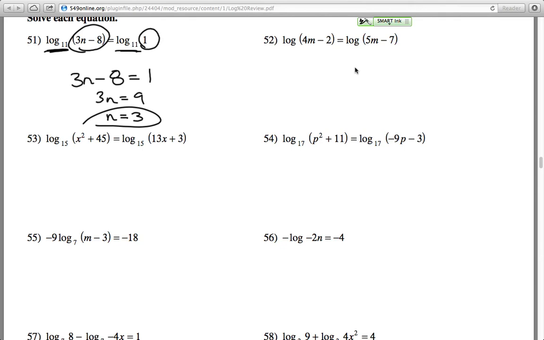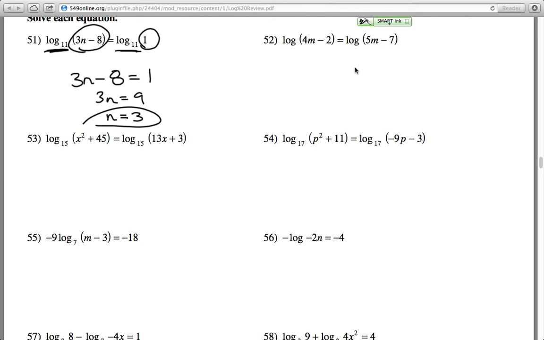Now, I'm going to make a comment about this. You need to make sure when you plug in your value for the variable, you don't get a negative, because what can you not take the log of? You cannot take the log of a negative. Does everybody say that with me? You can't take the log of a negative. You also can't take the log of 0. You're going to sound really smart. You can't take the log of negative, and you can't take the log of 0.